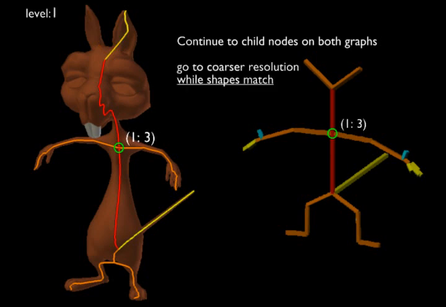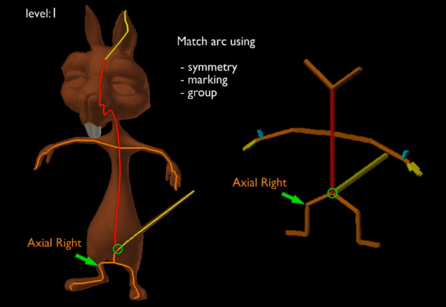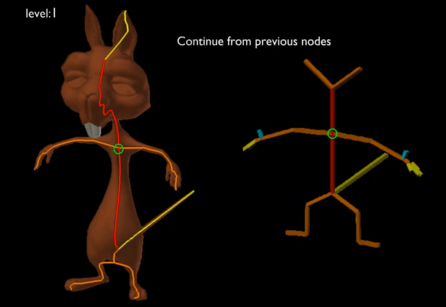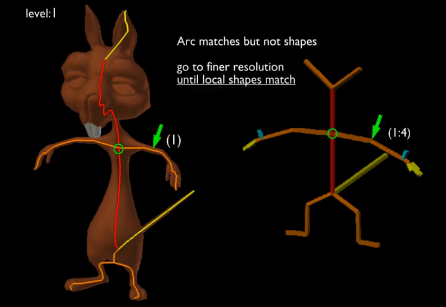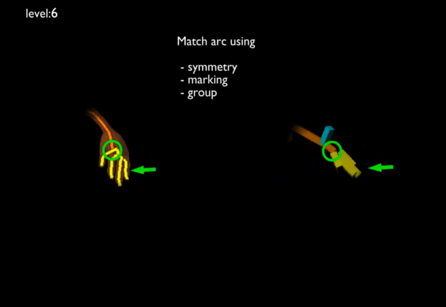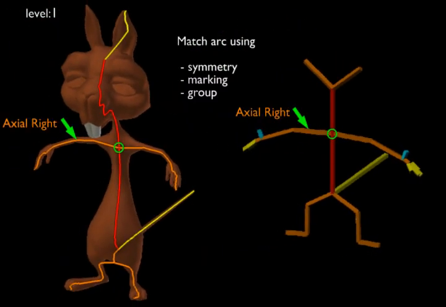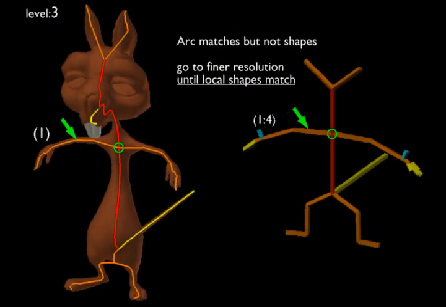Also notice that when moving to a new node, the method goes back to the coarsest resolution level with the correct local shape. This approach matches local shapes using coarse resolution levels. It ensures that the most meaningful resolution level is used for every arc. The method proceeds and both arms and hands are correctly matched.